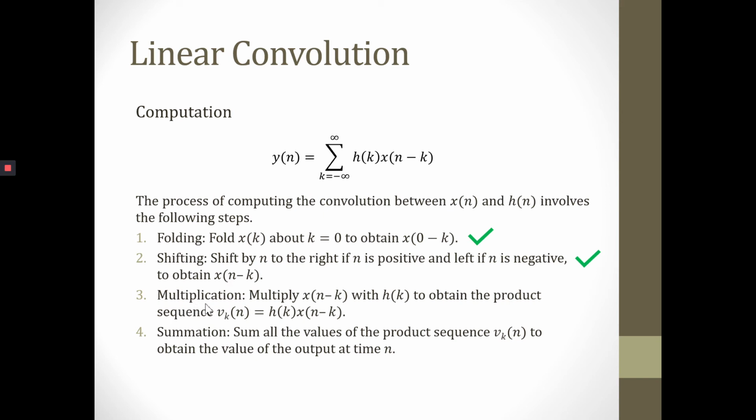The third one is multiplication. So we need to multiply the shifted value of x with the original signal of h to obtain the product sequence, which we label as v[k], which is equal to this one. Let's say we start with v[k] equal to 0, so this is v0, and then we increase by 1, so we have v1, v2, v3, v4, and so on. And the last one is summation. We sum all the values of the product sequence v[k], v0 plus v1 plus v2 plus v3, to obtain the value of the output at time n.